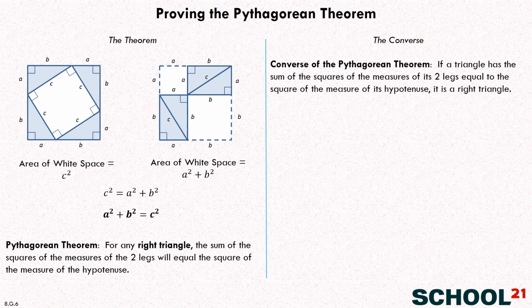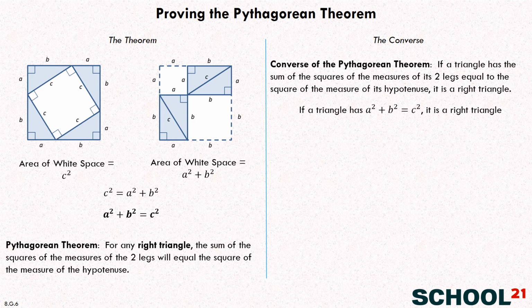So I'll go ahead and state this in words. If a triangle has the sum of the squares of the measures of its two legs equal to the square of the measure of the hypotenuse, so in other words, if it has A squared plus B squared equals C squared, then it is a right triangle. Okay? So let's just say that in simpler language. If a triangle has A squared plus B squared equals C squared, it is a right triangle. That's what we're trying to prove.